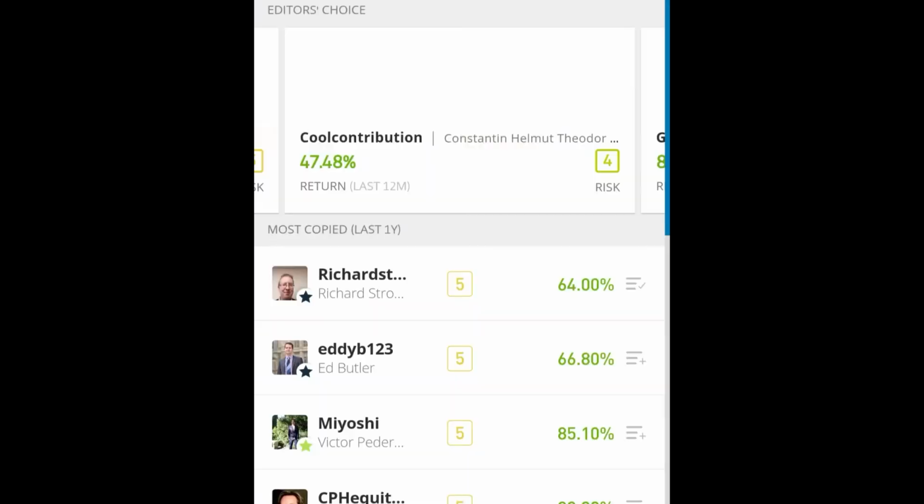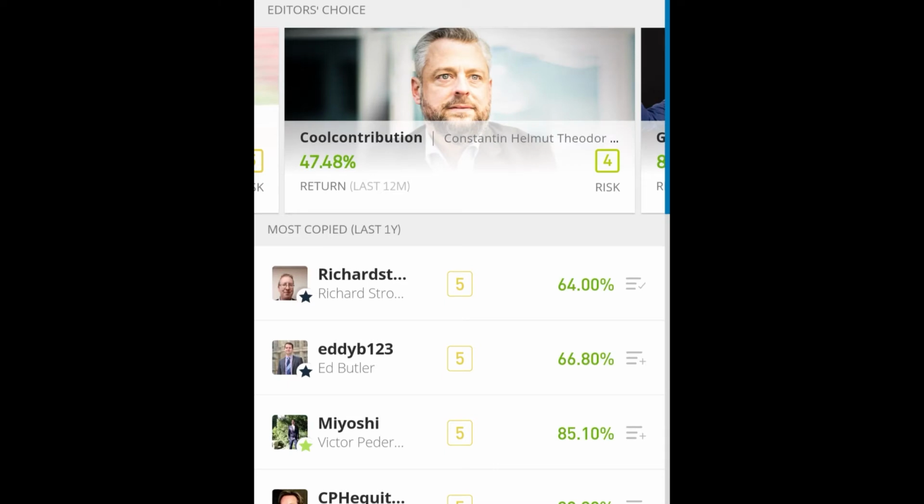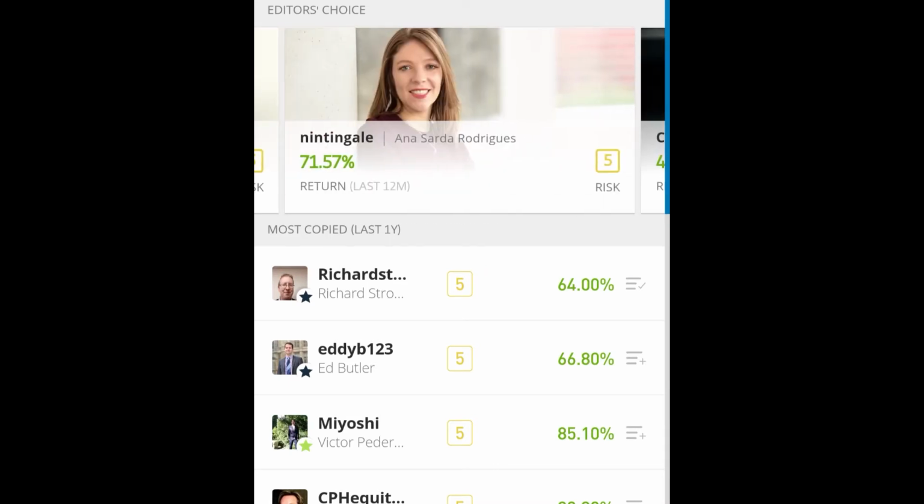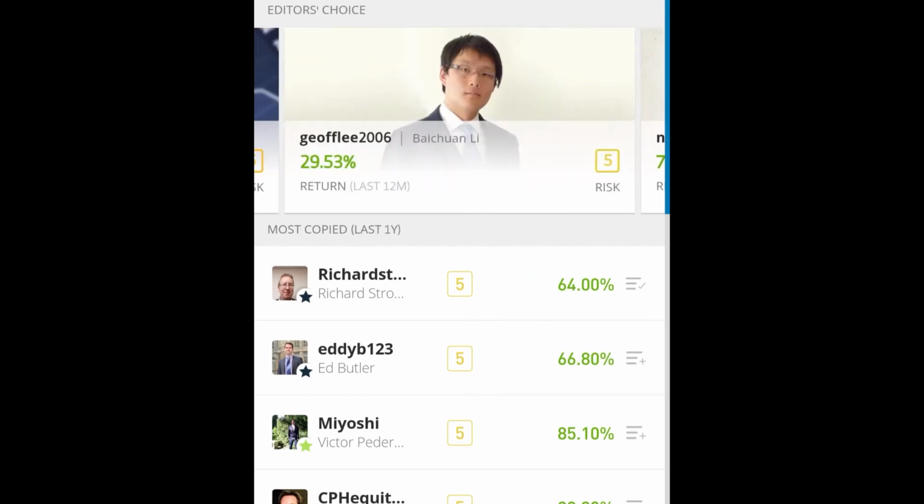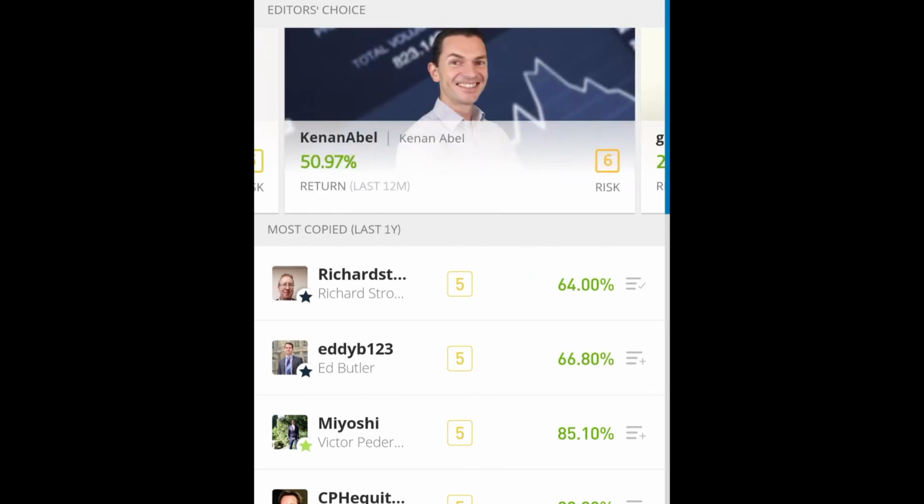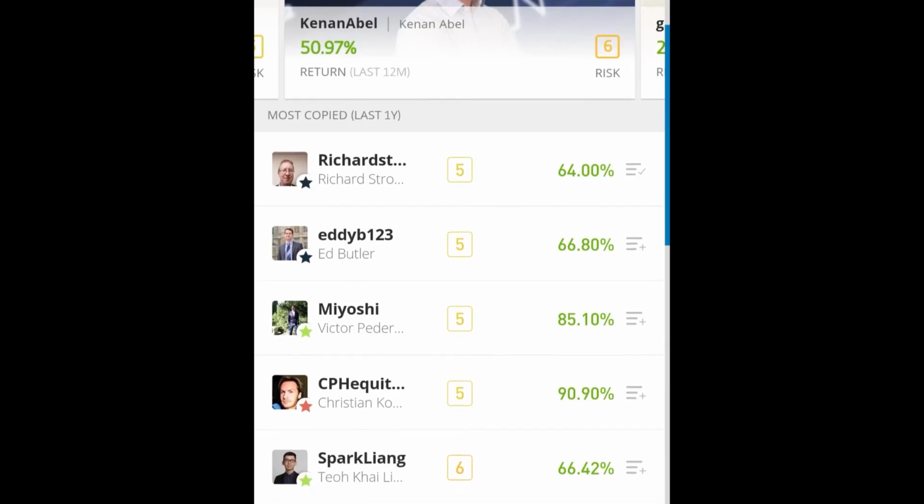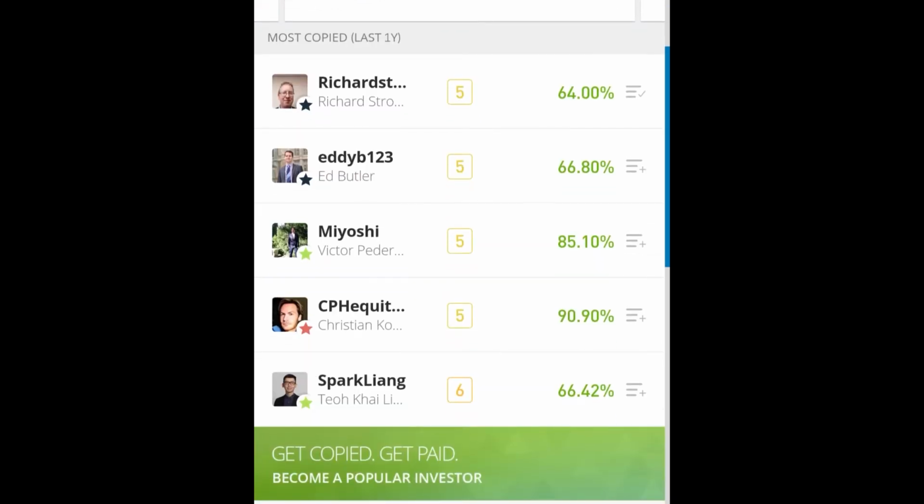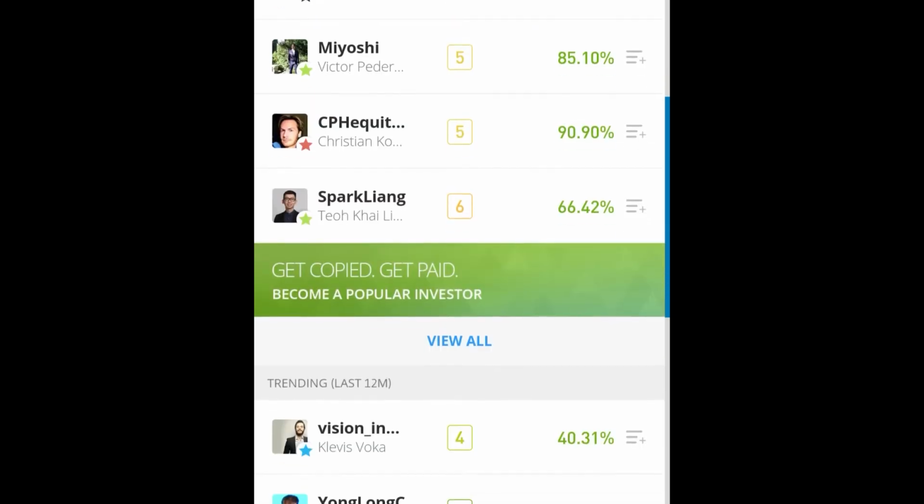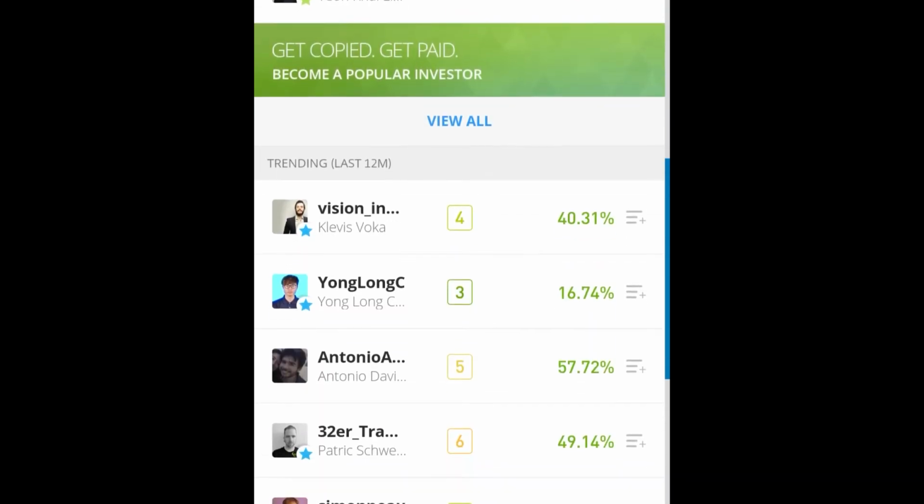Now this part here is mostly showing you people who are the most copied in the last 1 year, and you see the percentage of increase in their portfolio value. I think this is pretty crazy. If they get copied, they get paid as well. So it's win-win for both of you. And then the long-term investments, that's also pretty cool to see.